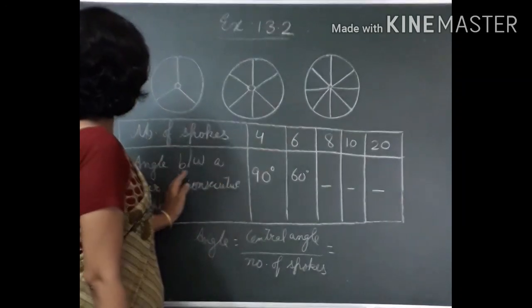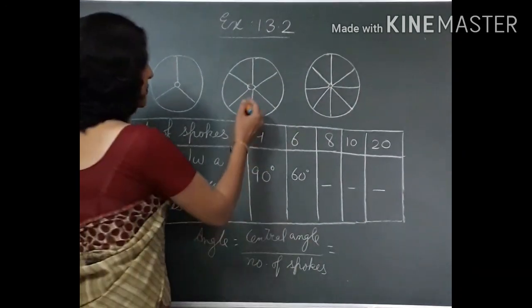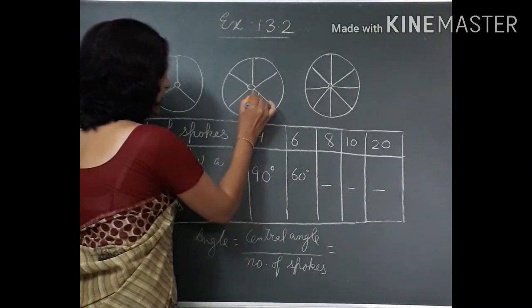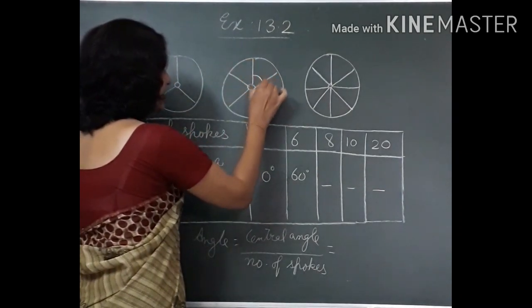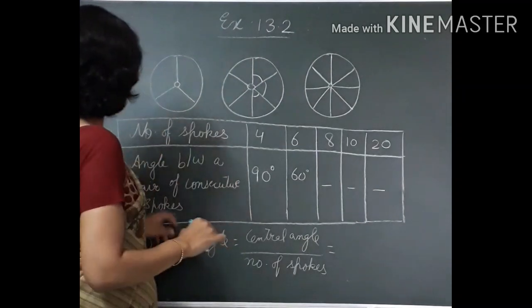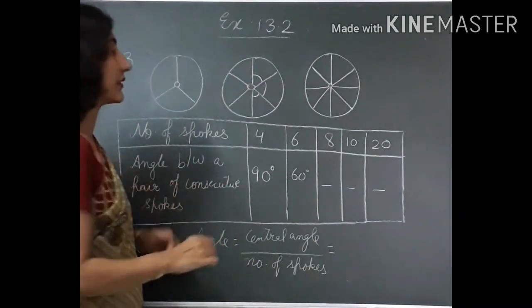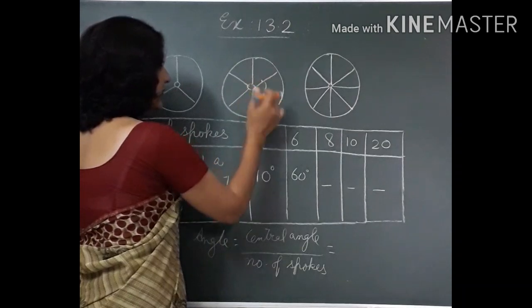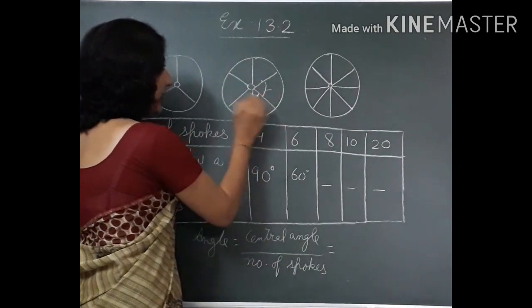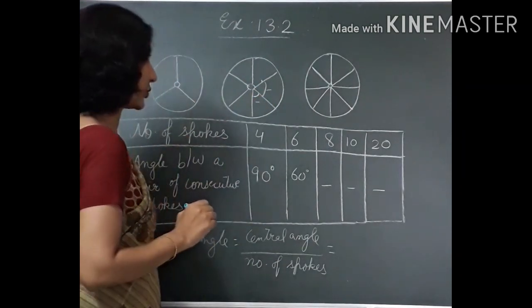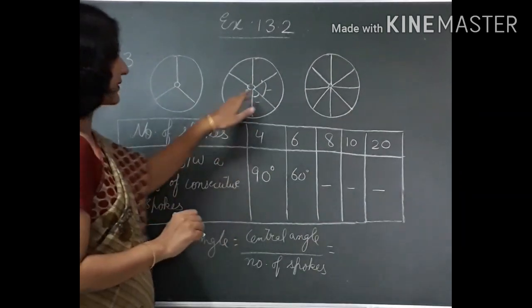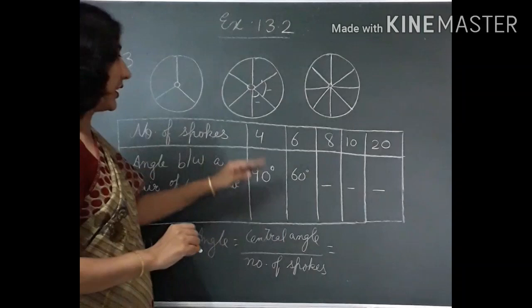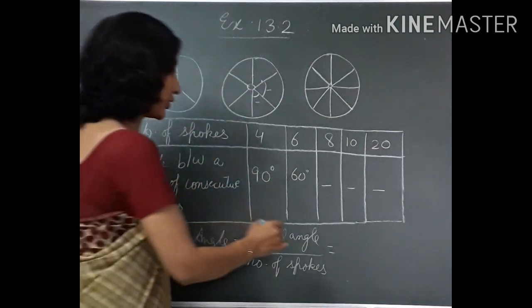So to find the angle between the pair of consecutive spokes, pair means between these two spokes, what is the angle? So we have to find the angle between a pair of consecutive spokes. Now here one pair of consecutive spokes will be like this one and this one. So to find the angle, the central angle, that is 360 degree, will be divided by the number of spokes.